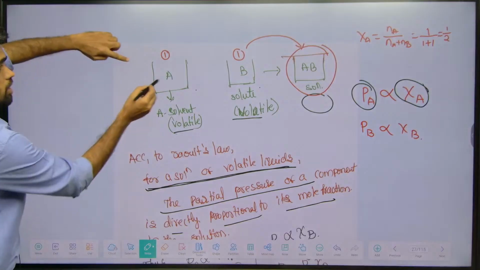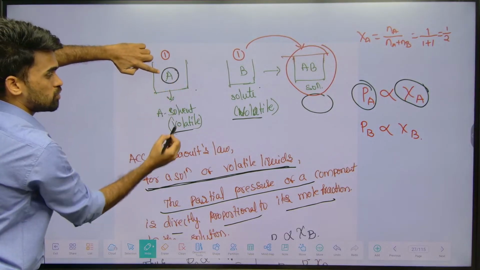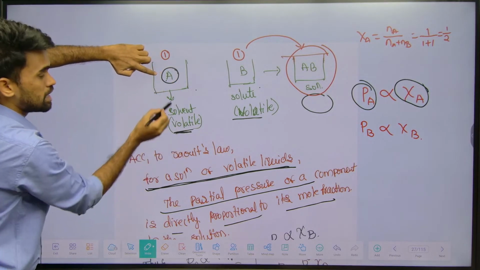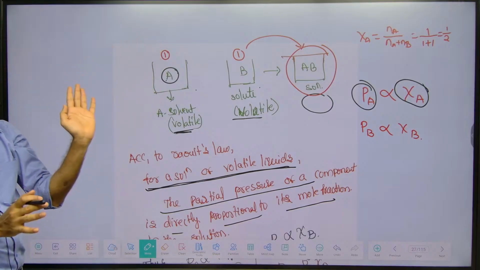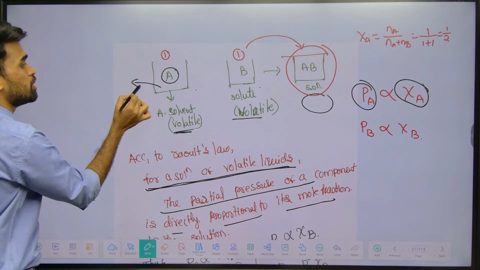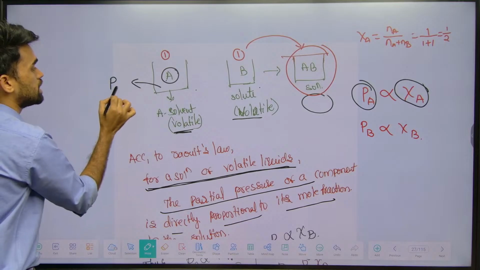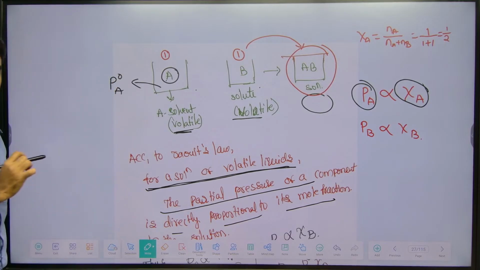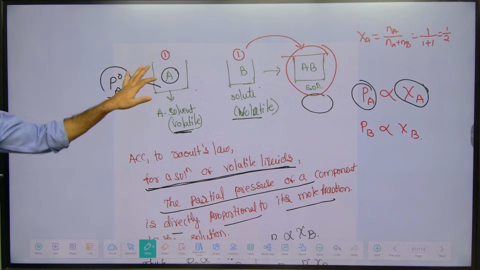See, component A is volatile now. If it is volatile, will it show some vapor pressure or not? So I am saying the vapor pressure of pure A, that is P naught A. What do we mean by P naught A? Vapor pressure of pure component A before mixing.